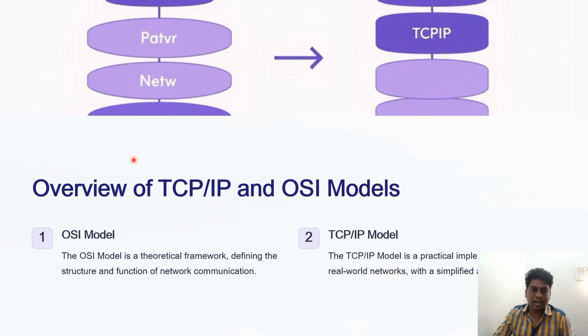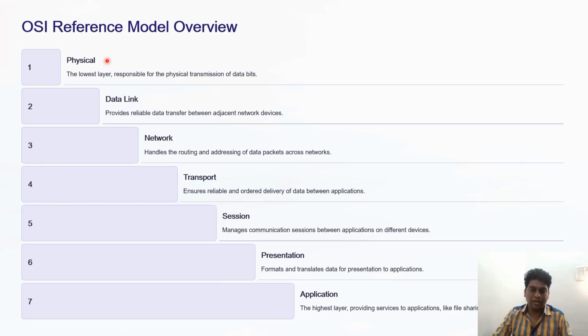The two models are the OSI model and the TCP/IP model. The OSI model defines the structure and function of network communication, but the TCP/IP model is a practical implementation for real-world networks with a simplified concept. The general overview of the OSI model: it has 7 layers.